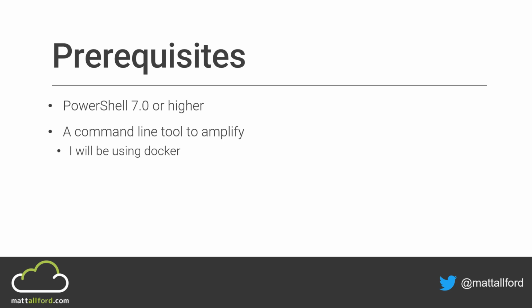Some of the prerequisites, if you want to follow along: you do need PowerShell 7.0 or higher to be authoring Crescendo. You only need 5.1 or higher to be able to run the modules that are produced by Crescendo. But if you want to do the authoring like I'm going to be doing, you do need PowerShell 7 or higher. And then of course, you do need a command line tool to amplify. And amplify is Microsoft's wording of what we're doing here. So we're taking a command line tool and we are amplifying it by wrapping it in PowerShell and giving it all of that PowerShell goodness.